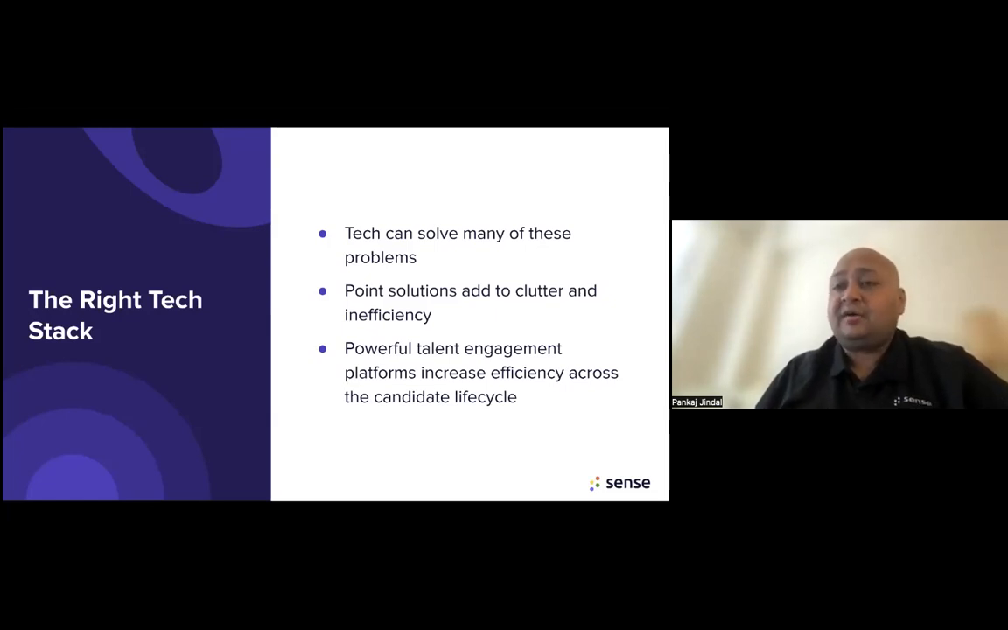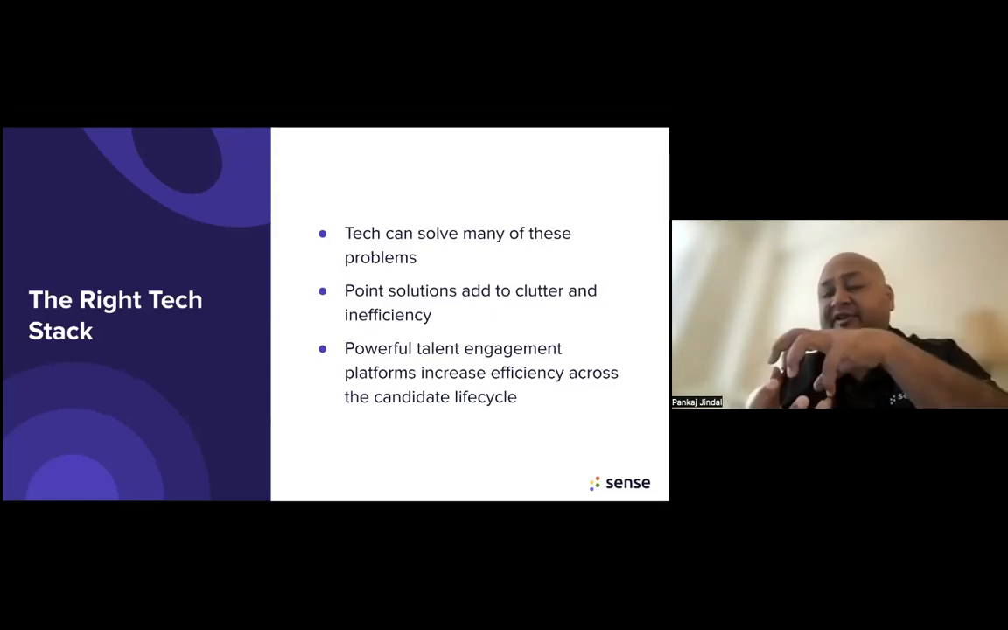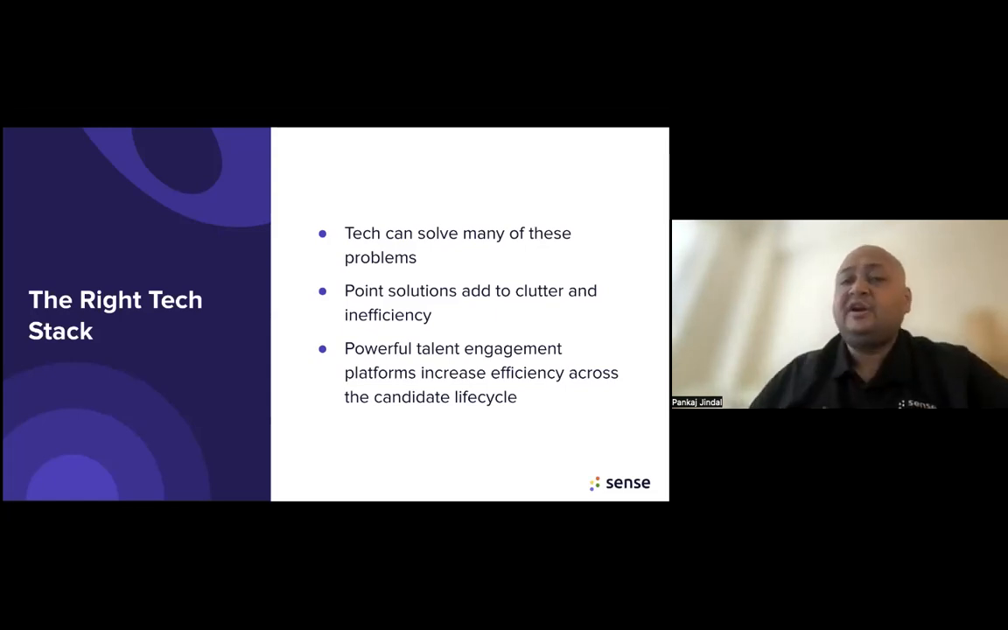So, not to put too fine a point on it, but you need to have a single system of engagement, perhaps something like Sense, that absolutely can become the central nervous system that sits on top of your system of record. So once you do this, you essentially are able to create a world where all of your data is in your system of record, but it is leveraged by your system of engagement to create an automated process for your staffing company.